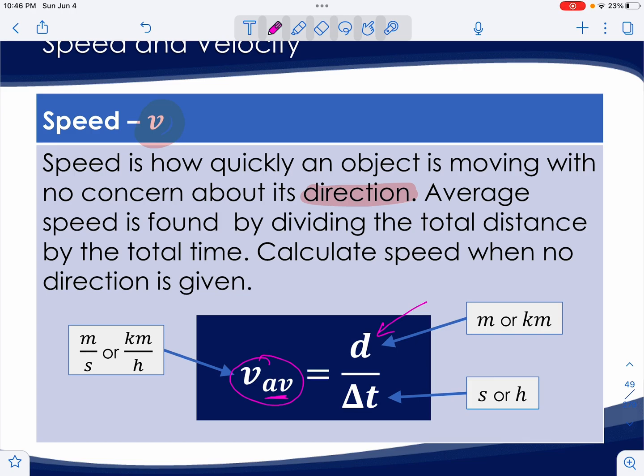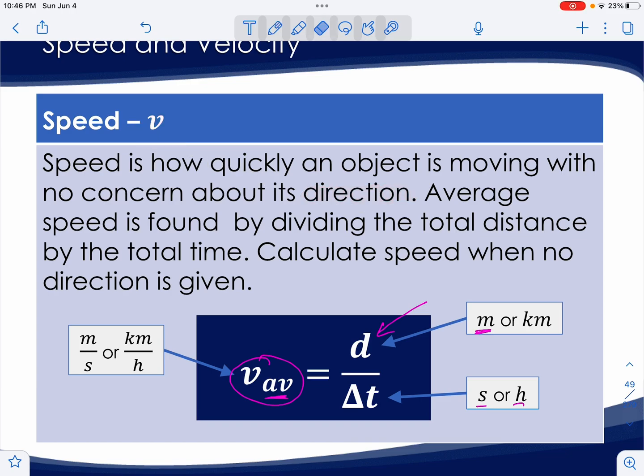Usually we use SI units, and the SI units for distance would be meters, but you could also use kilometers. And then time, you could use seconds or hours. So here we have our total distance over our total time, and that's for average speed.